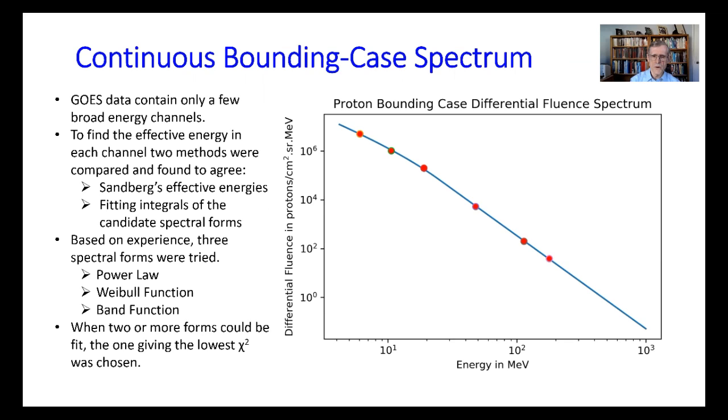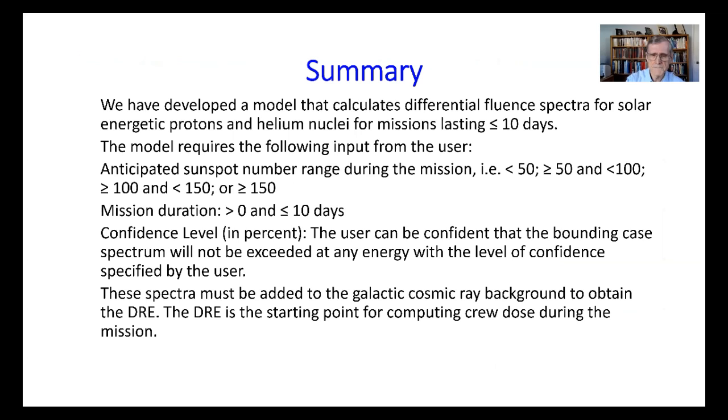We also took another approach. We energy integrated the fluences over each of the energy channels and used the integral form of the spectral representations in order to fit them to the spectrum. Both approaches produced very similar results. The spectral forms we considered were ones which have been shown to fit many solar energetic particle spectra. We used the power law, the Weibull function, and the band function. And if two or more of these could be fit to the data, we then chose the one that gave the lowest chi-square fit.